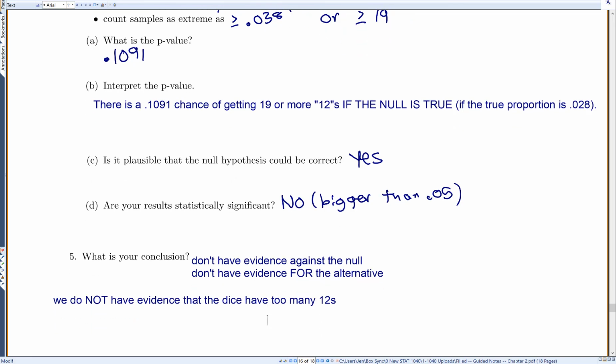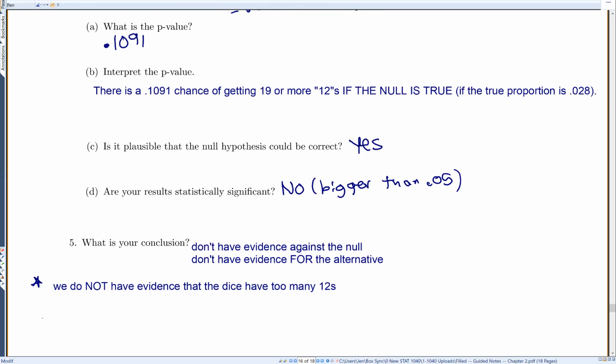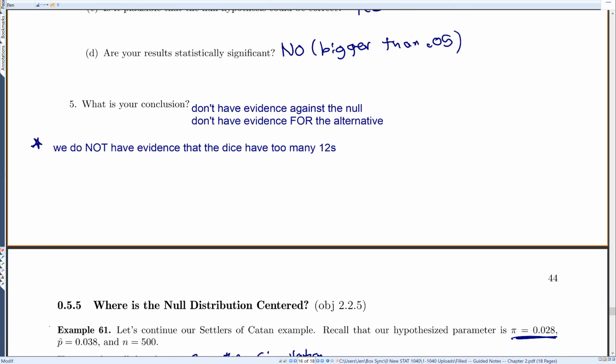What is your conclusion? I like to think through all the different things that could be on the multiple choice test for you. It could say things like, we don't have evidence against the null, because that's always what we're looking for. That means we don't have evidence for the alternative. But to your boss, your answer should always be in terms of the context of the problem. Like, we do not have evidence that the dice have too many 12s. Because it should always be in terms of your research question, always in terms of that alternative hypothesis. No, we didn't find evidence that the dice have too many 12s.